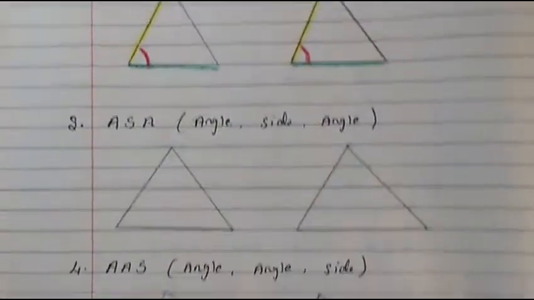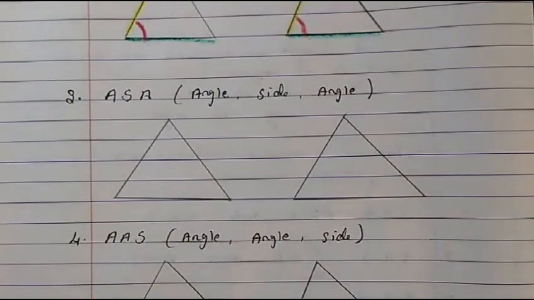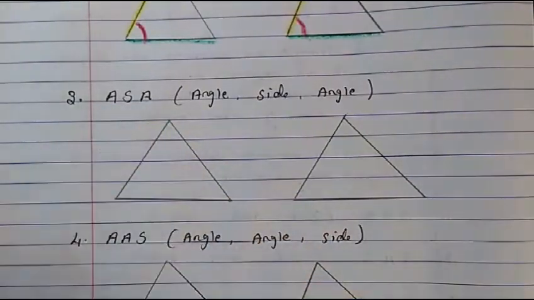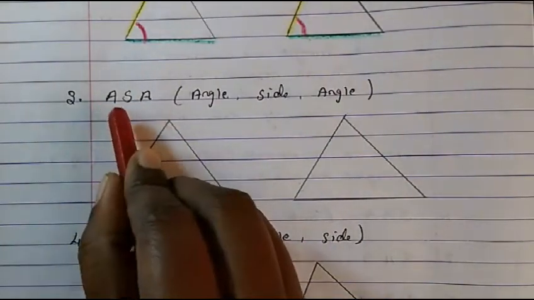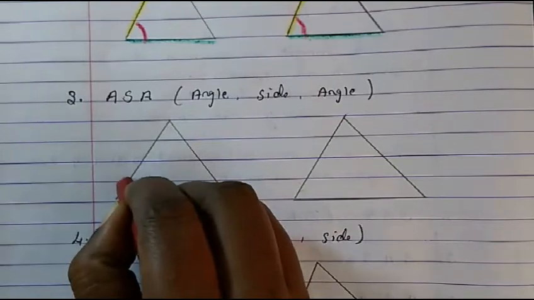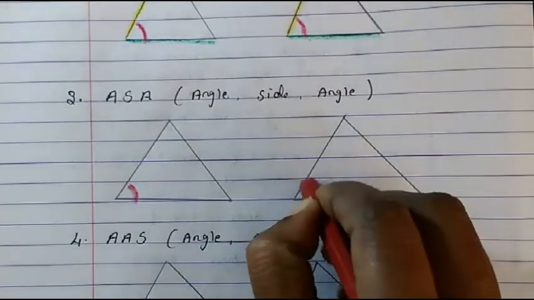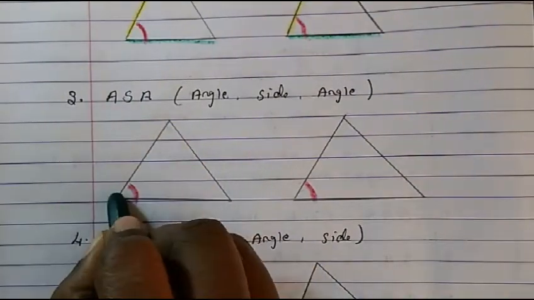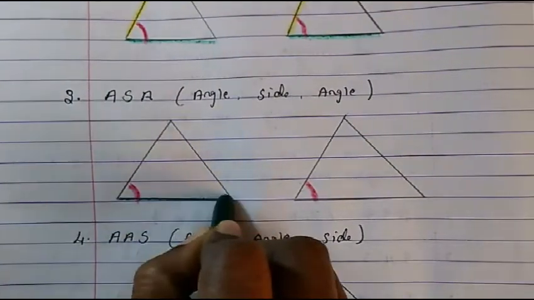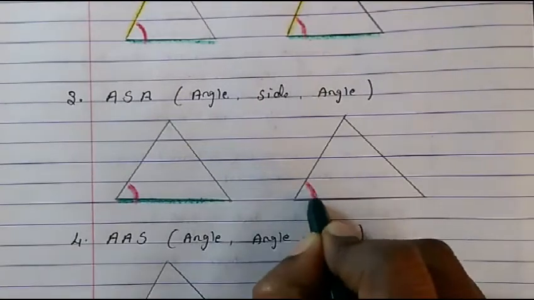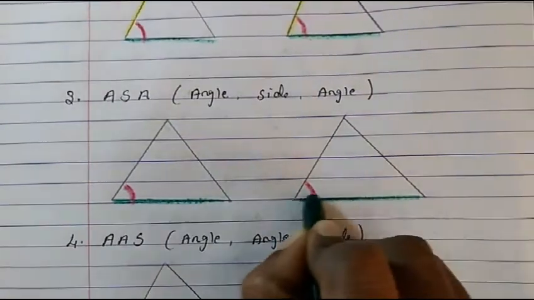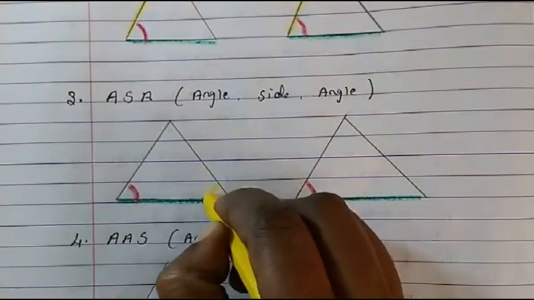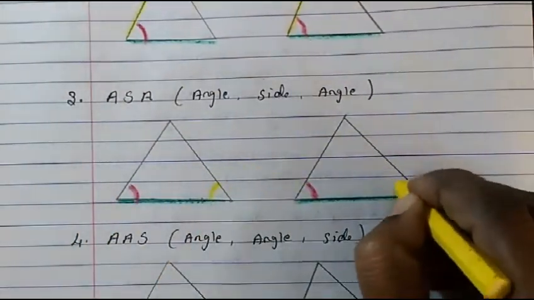Now the third condition is angle, side, angle. Here also the sequence has to be maintained. Angle means this angle and this angle. Then next follows a side. After the angle follows a side, here also. Then comes another angle, another angle.